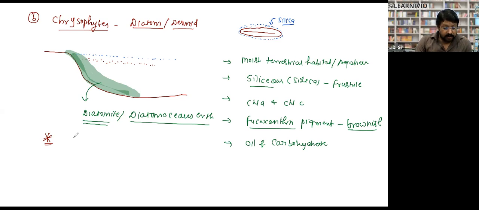Next, diatoms are also used in making filters for sugar syrup, oil, and antibiotics. So this is all about the diatoms, or we can say chrysophytes.